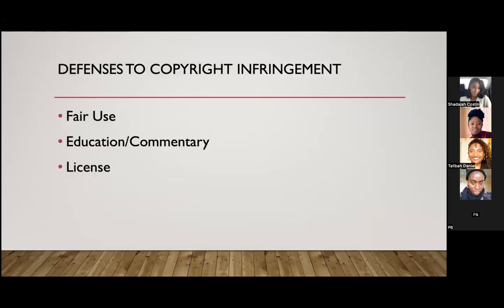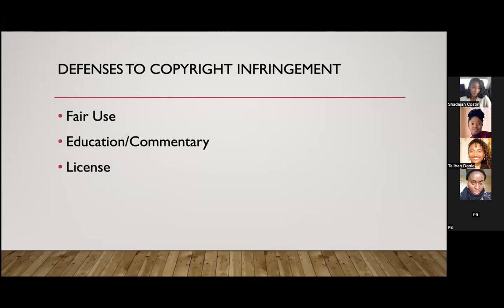So defenses to copyright infringement. Sometimes there are limited defenses to copyright infringement. Posting someone's song online and saying, I do not own the rights to this song, that is not a defense. However, if it falls under fair use, meaning that it's acceptable use to the Copyright Office, then you might be able to get away with it.